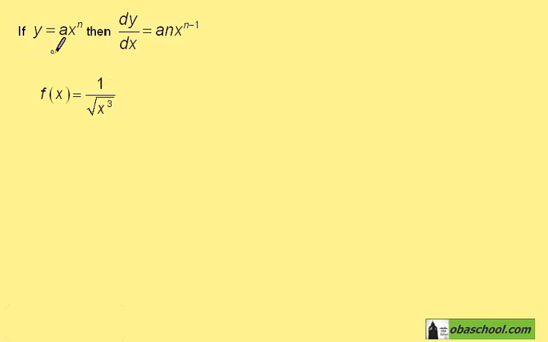If y equals a times x to the power n, then dy dx is a times n times x to the n minus 1. Here we're given a function in the form f of x equals, and remember when we differentiate that we write it as f dashed of x equals. So if it's given as f of x, dy dx is written as f dashed x.